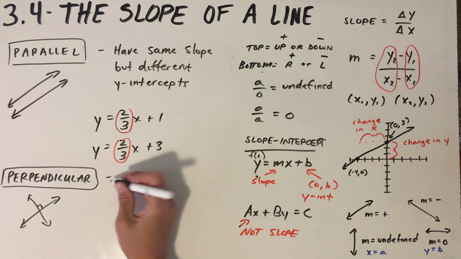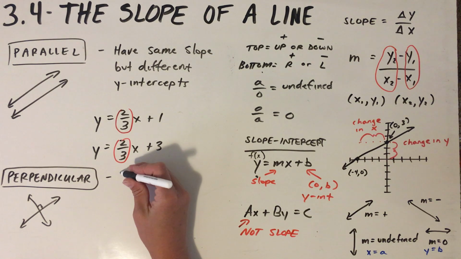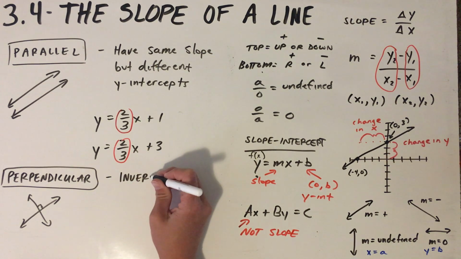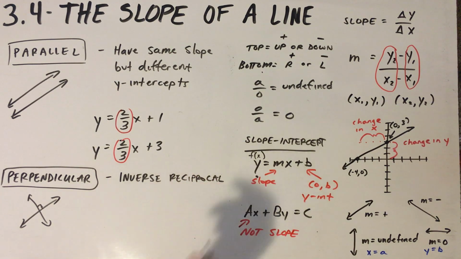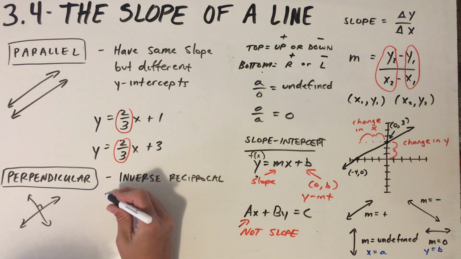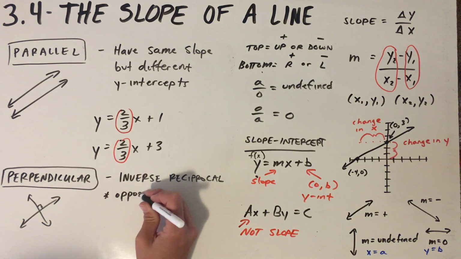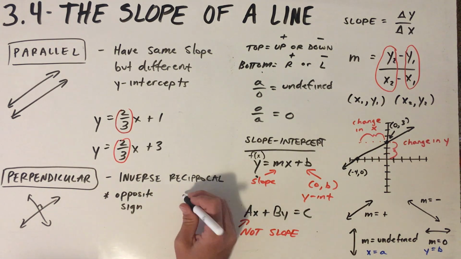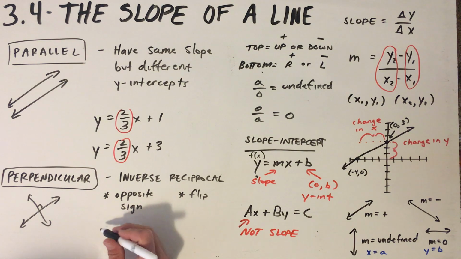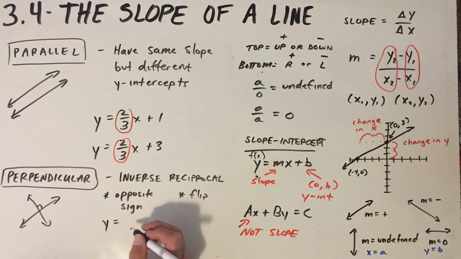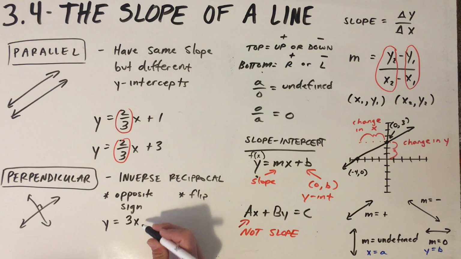And perpendicular lines, this line and this line, have what's called inverse reciprocal slopes. Okay, inverse reciprocal. You can think of inverse as the opposite sign, and reciprocal as, I'm going to flip it, whatever it is. Okay, so if I had an equation that said, let's say, 3x minus 5. Okay, so the slope right here, I'm going to just identify the slope. The slope of this line is 3.